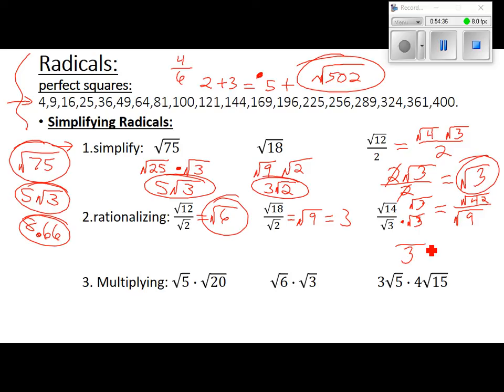Square root of 42. Can we break it down like we did the others? Maybe. Will 4 go into 42 evenly? No. 9 go into 42 evenly? No. 16, no. 25, no. 36, no. 49, too big. So it just stays as the square root of 42.